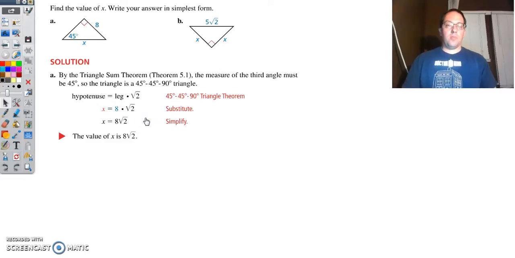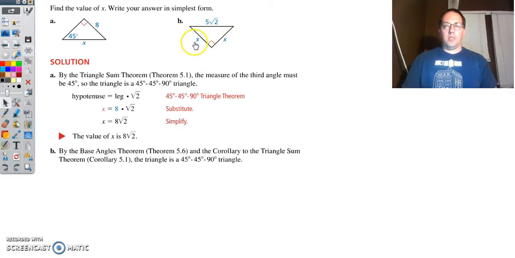It's not too bad. Slightly more complicated when they give us the hypotenuse and we need to find the leg. So in B, we see that, hey, this is an isosceles triangle. That means base angles are congruent. And since this is a 90-degree angle, because it's a right triangle, then these two must be 45, 45. So we've got a 45-45-90 triangle again.